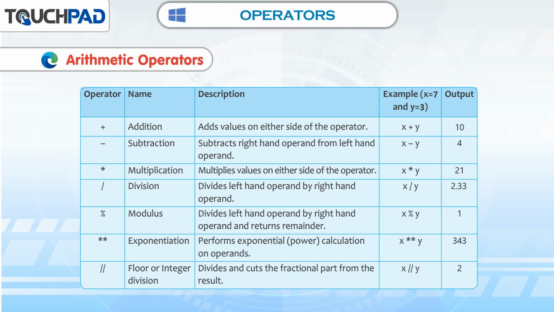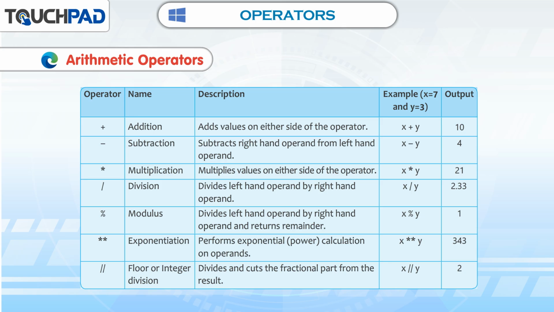x - y, 4. Multiplication: multiplies values on either side of the operator. x * y, 21. Division: divides left-hand operand by right-hand operand. x / y, 2.33. Modulus: divides left-hand operand by right-hand operand and returns remainder. x % y, 1.